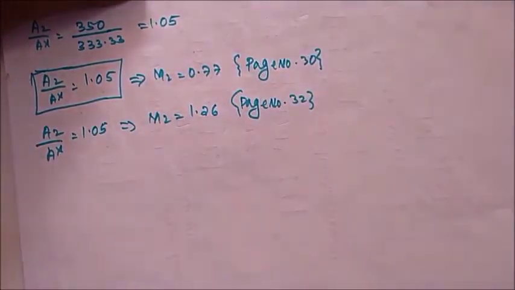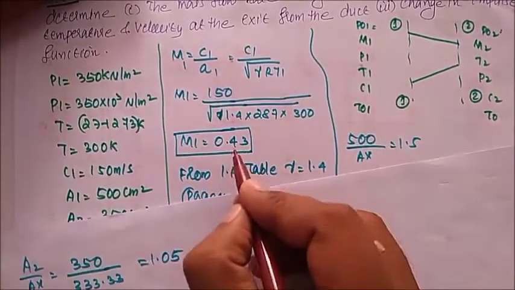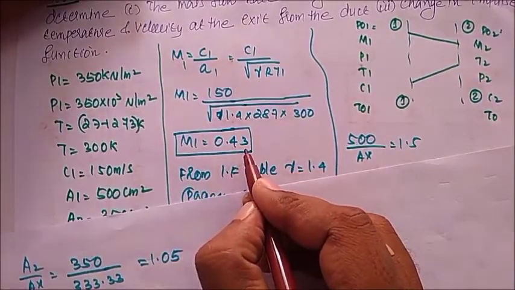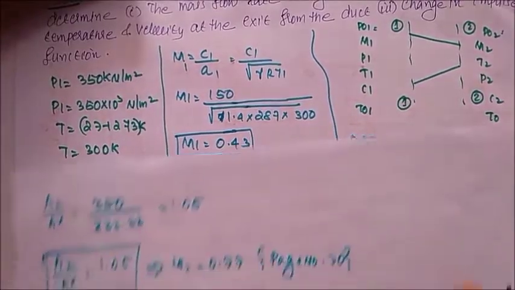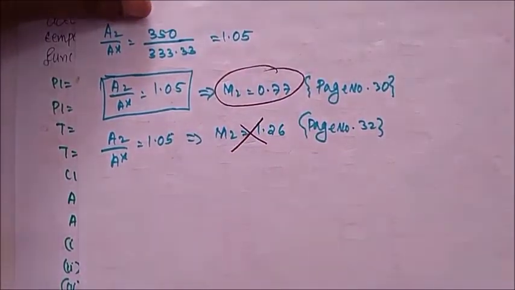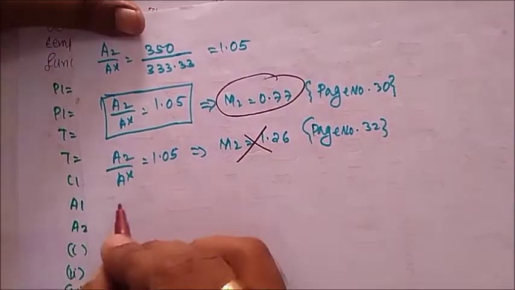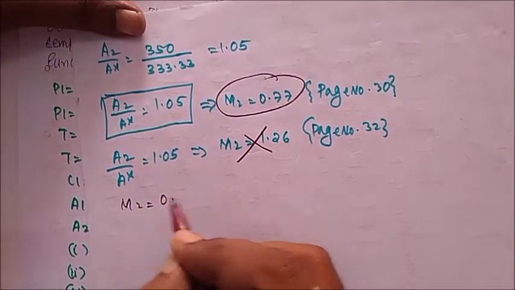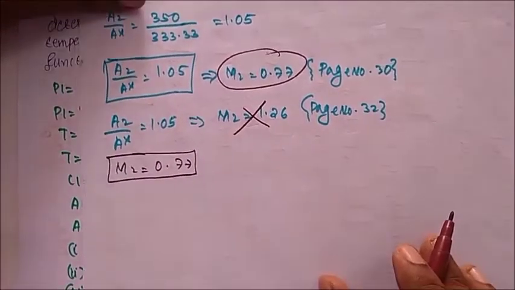The flow is subsonic at the inlet, that is M1 is equal to 0.43. Therefore, the flow is subsonic at the outlet because it is a converging type nozzle. Therefore, we have to take this value, M2 is equal to 0.77, because the flow is subsonic at the inlet condition.